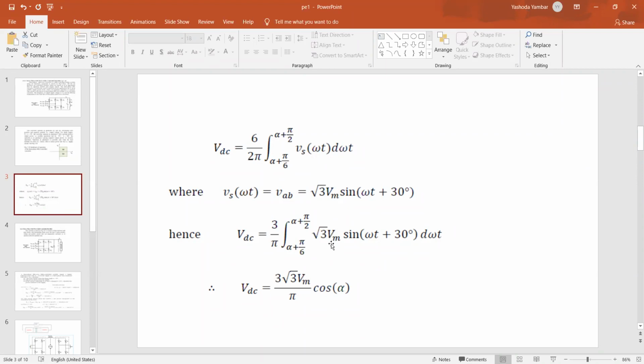So if you substitute these values directly into this expression, you are going to achieve 3 root 3 Vm by pi cos alpha. Okay, this is the expression. So remember, for a three-phase full converter, it is 3 root 3 Vm by pi cos alpha. We will just take one problem on this. In the examination also, you can write this expression, and you can directly obtain the value.